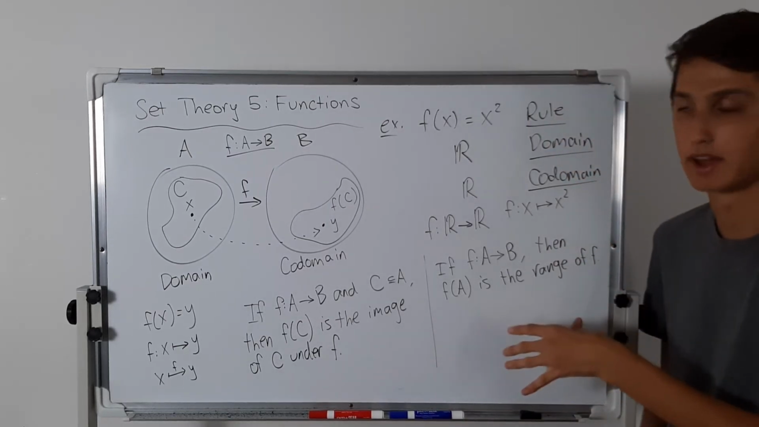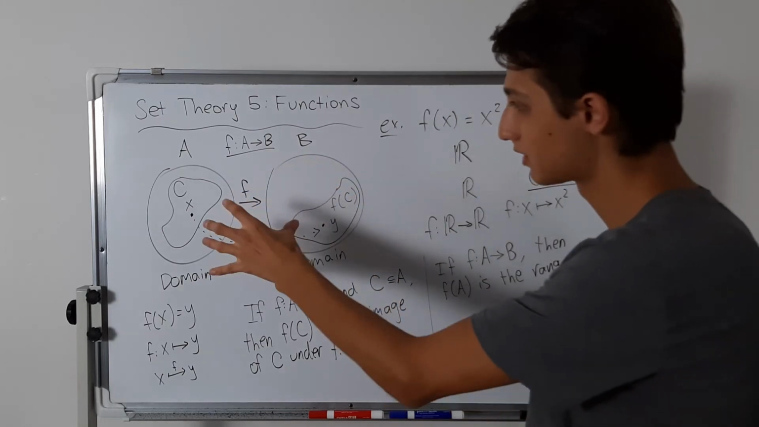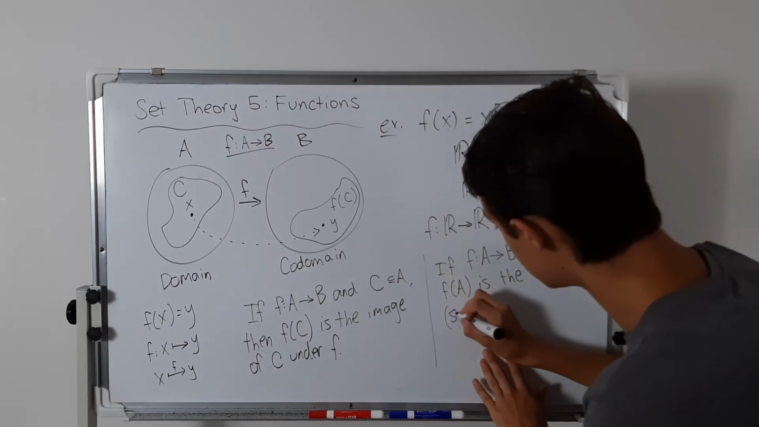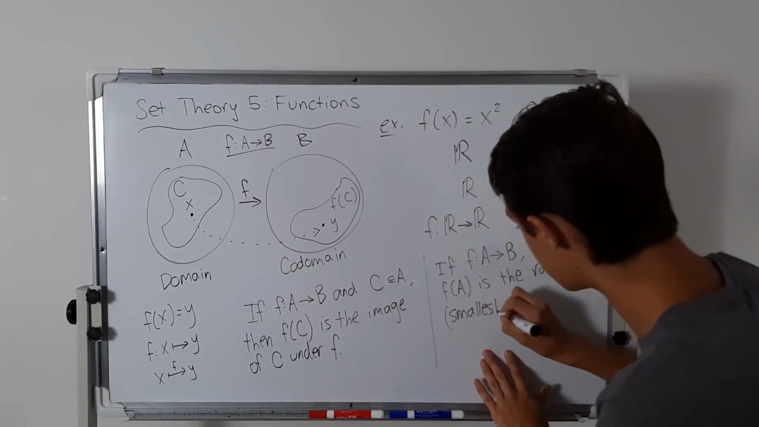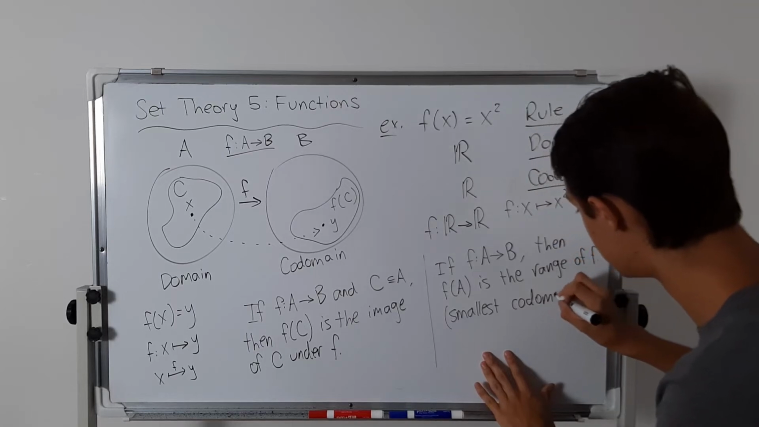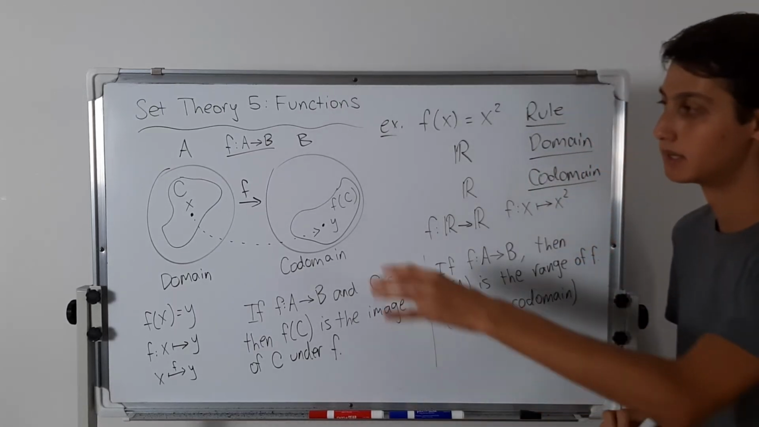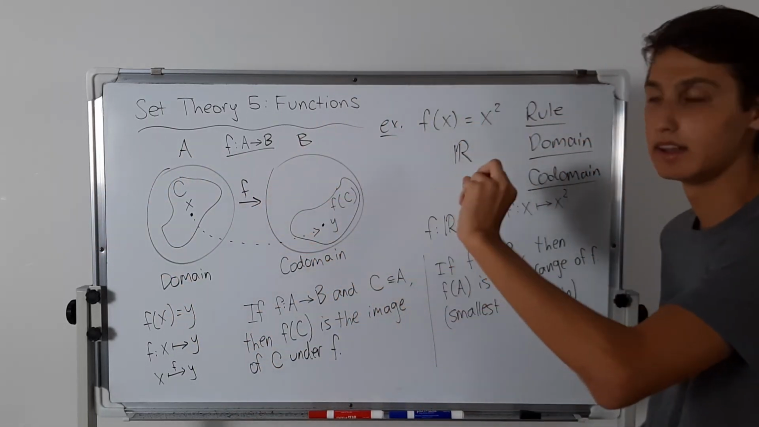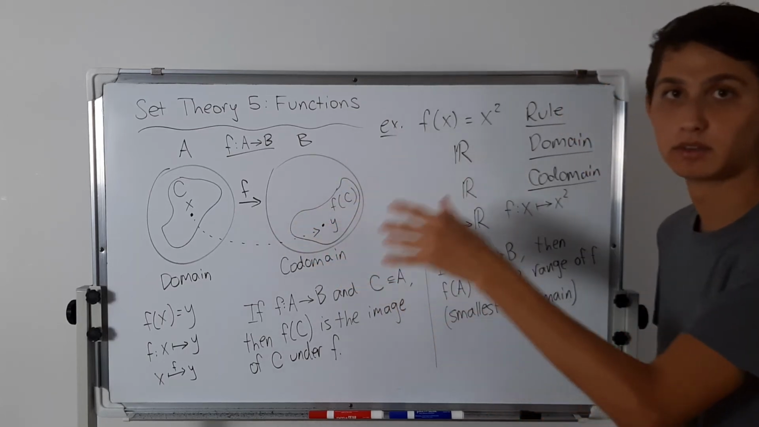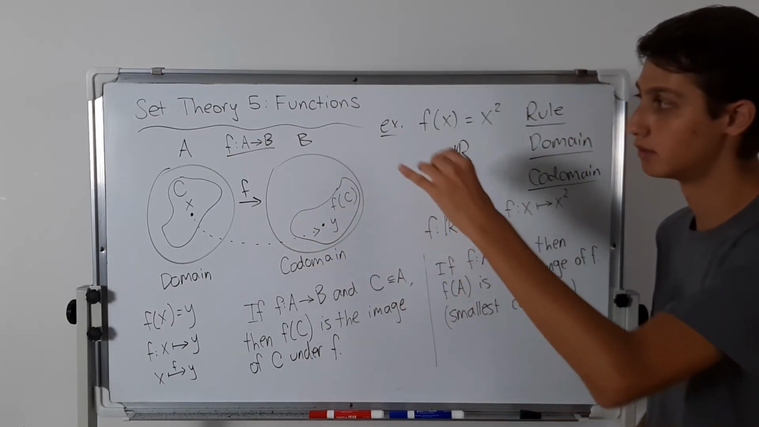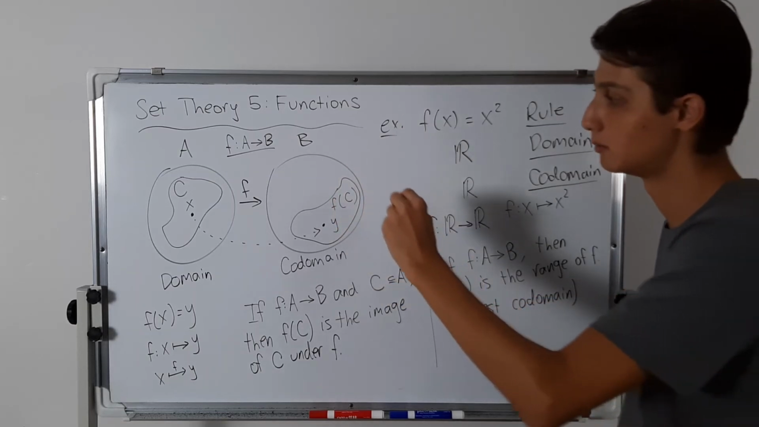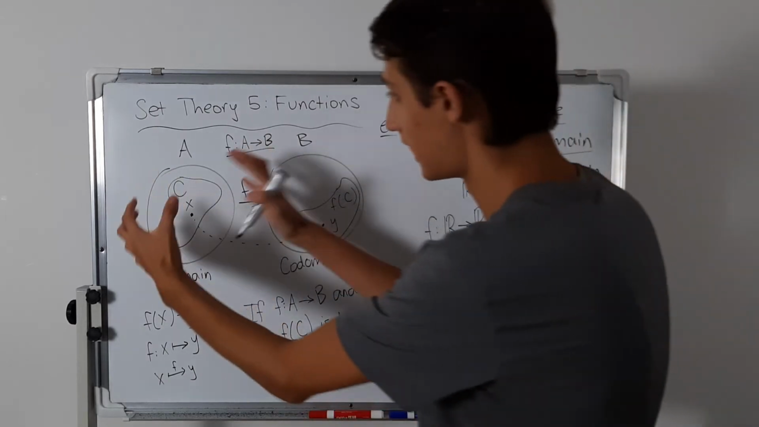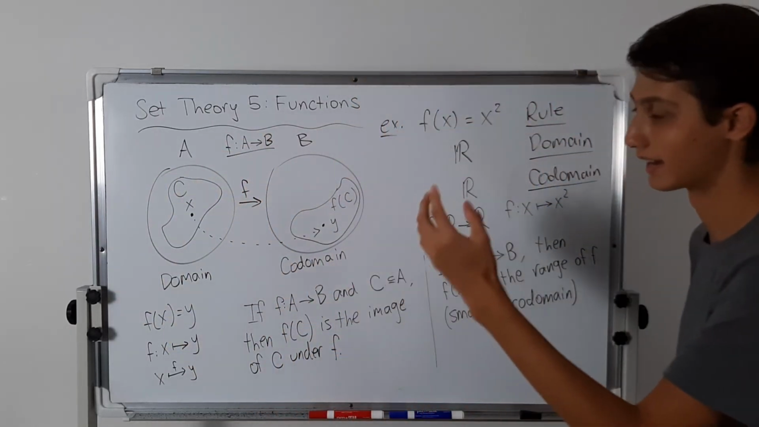So this is the range of f, okay? It's the smallest possible codomain. I hope you can understand where that's coming from, because if I take all these elements and map them, I see what I get out. It might be all of B if B is our smallest possible codomain, but if B is bigger than that, then it's going to be a portion of B, a subset of B. So if I take all of A and map it, I get the range.